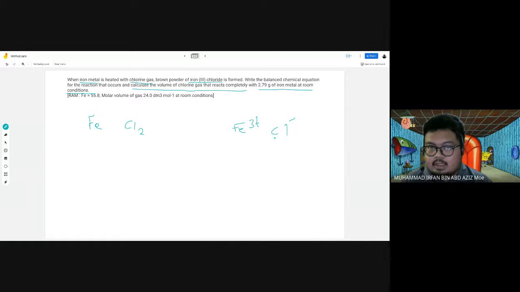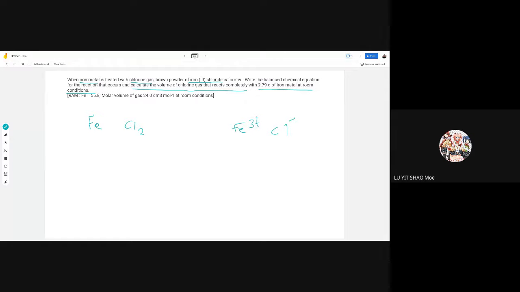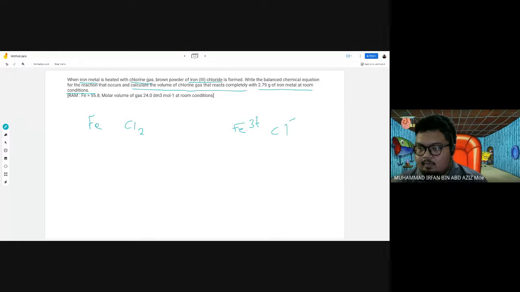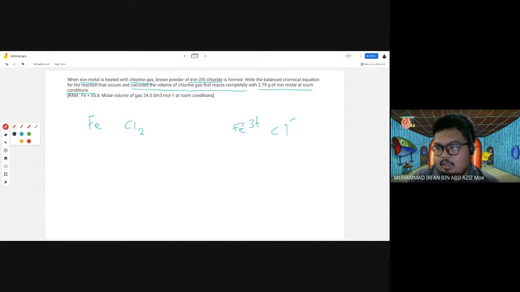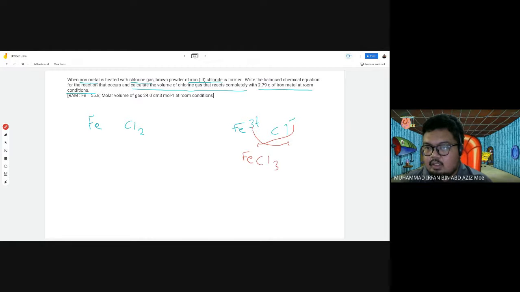How do we combine this? Is it 3Fe? No. So what should it be? Remember your teacher said to bring the 3 down and the Cl down, the minus one, to the opposite. So you will get FeCl3. See, it brings the 3 down here, the minus goes here. FeCl3.